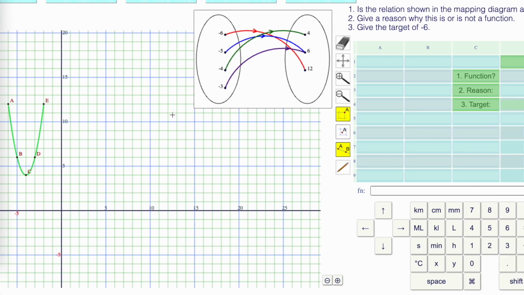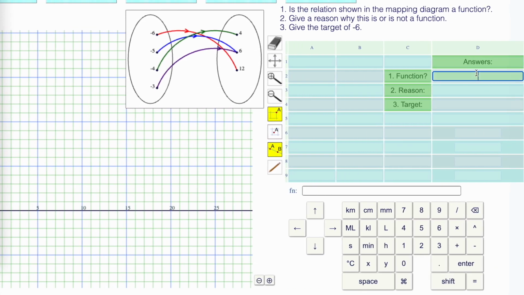It passes the vertical line test. So yes, it is a function. It is many to 1. We can see that with the negative 5 going to 6 and the negative 3 having 6 as a target as well. The target of negative 6. Negative 6 has 12 as a target. Then we press enter to see if we're right.